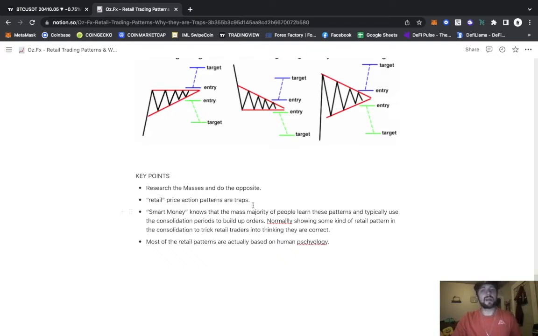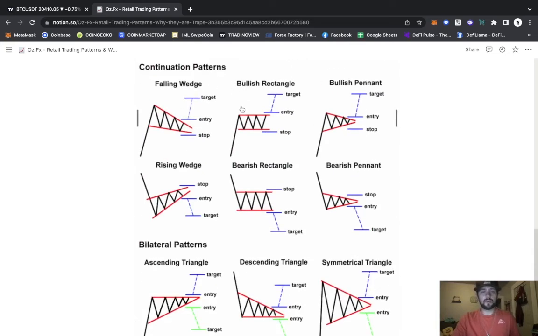Smart money knows that the mass majority of people learn these patterns and typically use the consolidation periods to build up orders, normally showing some kind of retail pattern in the consolidation to trick retail traders into thinking they are correct. That looks like this one right here. And I actually do trade this pattern right here, but I don't call it a bullish rectangle. I don't trade it the way that they say either, right? They're getting in here, I'm getting in down here.